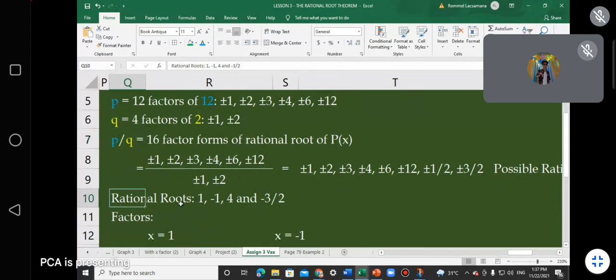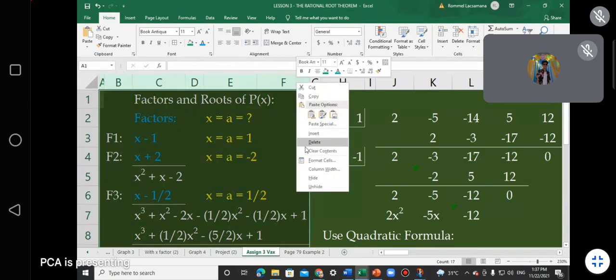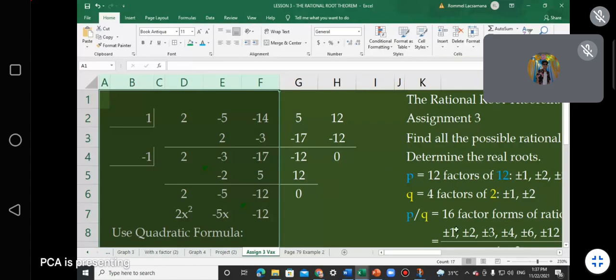Here we go: 1 and negative 1, 4 and negative 3 over 2. Okay, I've noted that Anna Faith and OC got perfect, and the boys did not do your assignment. You did not do your assignment.